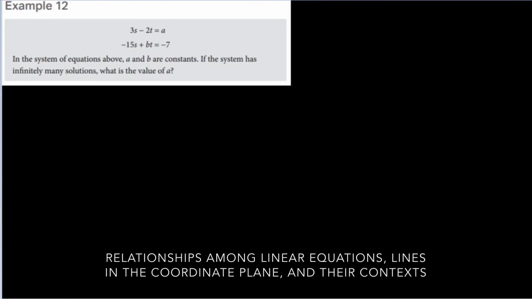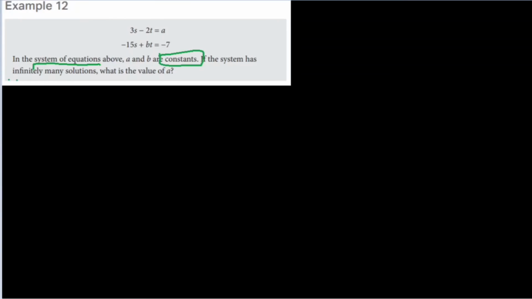In the system of equations above, a and b are constants. If the system has infinitely many solutions, what is the value of a? So this is kind of a third value problem. And whenever you're finding a third value, you want to make sure that both equations are the same, everything except everything involving the third variable.